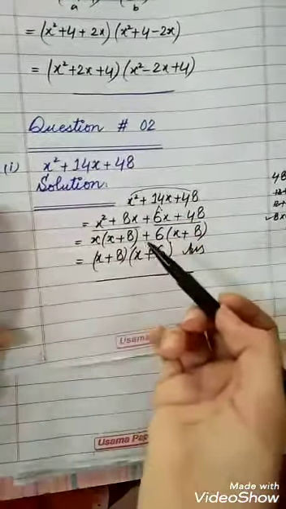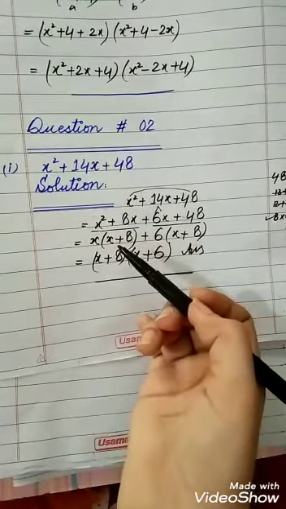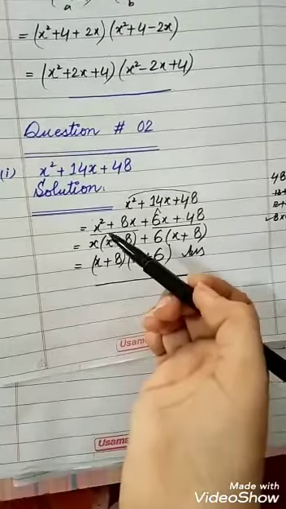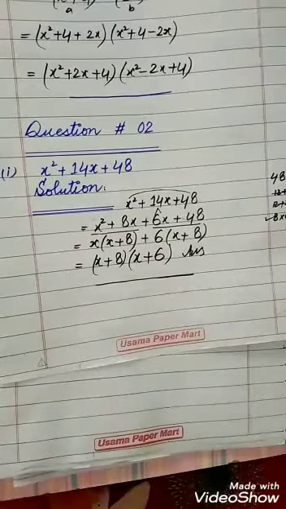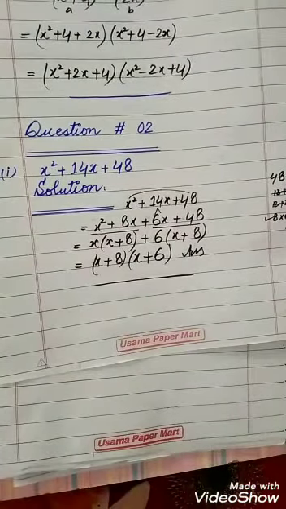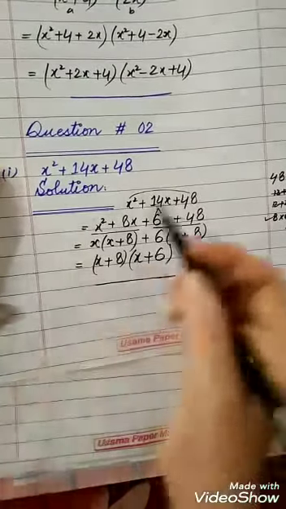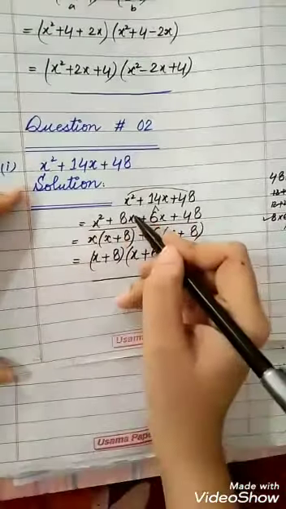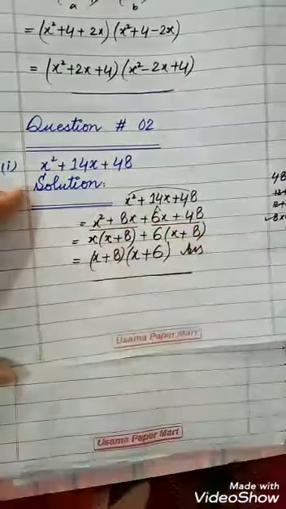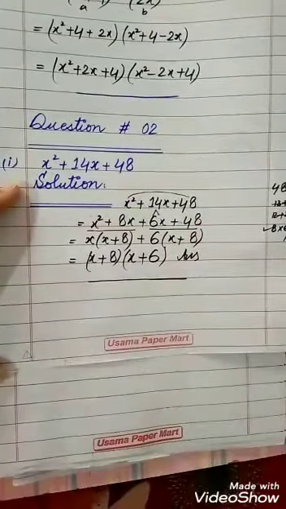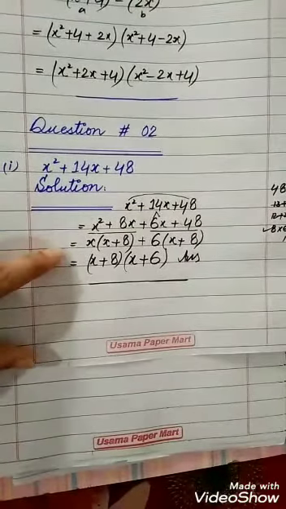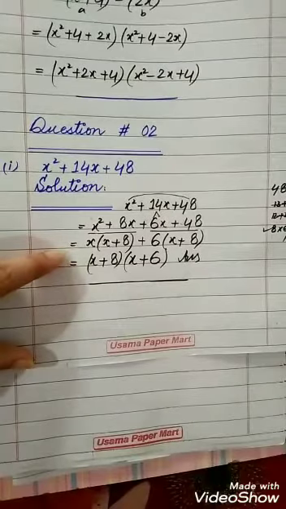Question number 2 has four parts. One I have solved for you. The remaining you will solve with the same method, because factorization is a very easy method. You will factorize these remaining questions and solve them on your register.